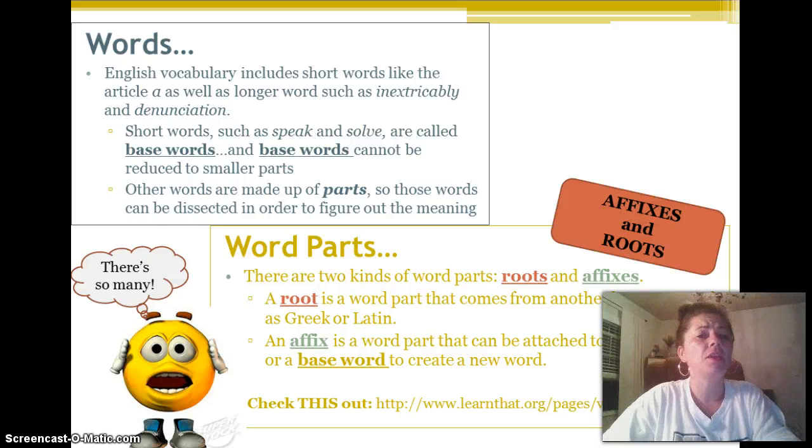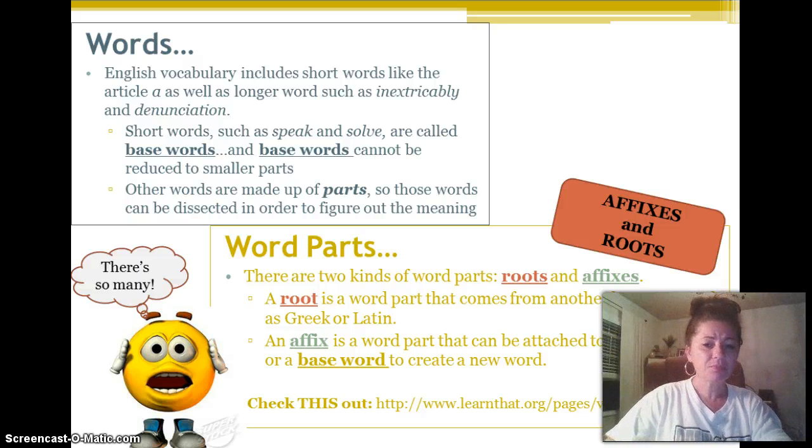And those are the words that I think we're most used to using, but other words are made up of parts. So those words can be dissected in order to figure out the meaning. And that's what we're going to be doing today. We're going to be looking at the different parts of a word and figuring out how to dissect them. Because if we can figure out what each part means, then those unfamiliar words are going to become familiar to you very quickly. So let's first talk about word parts.